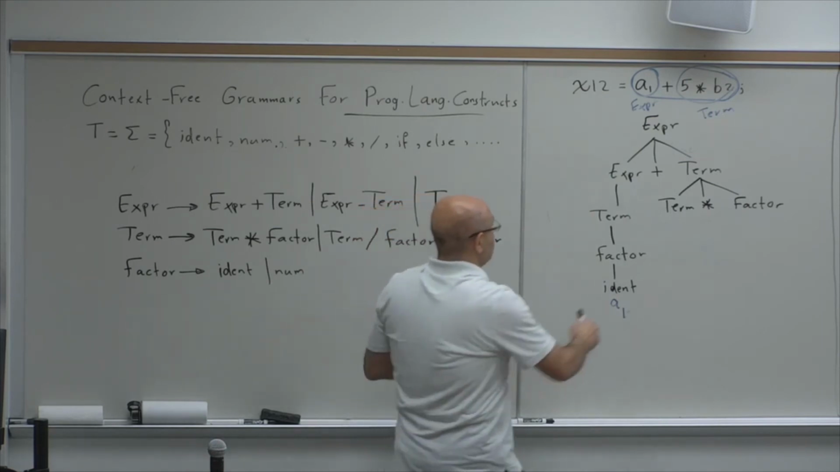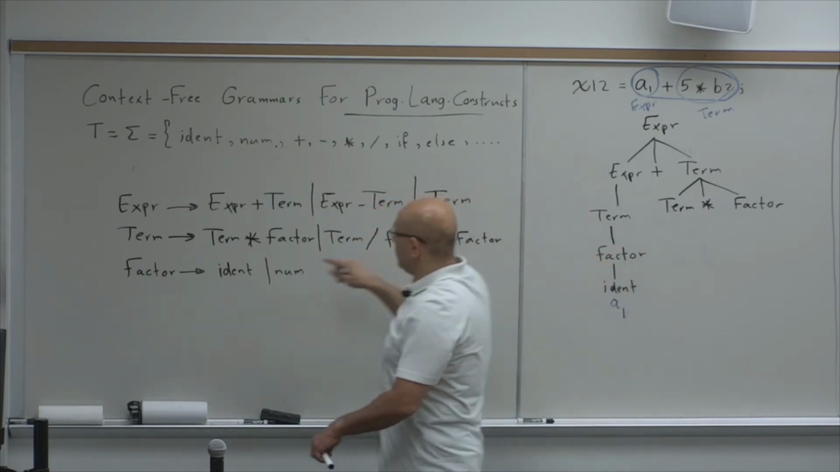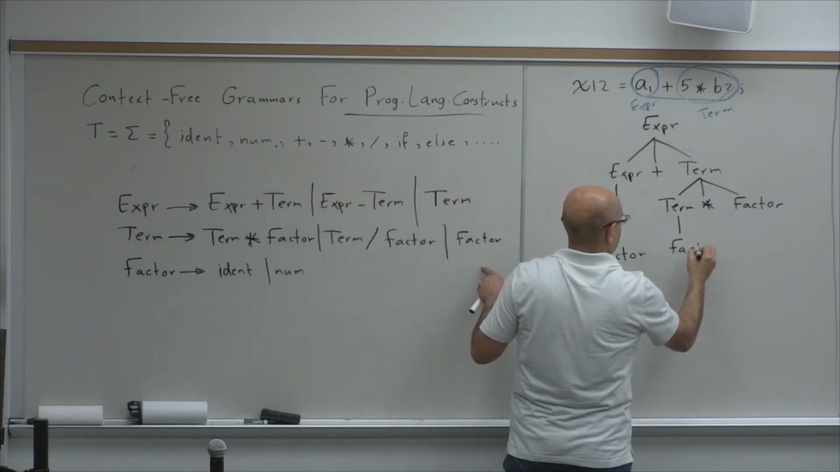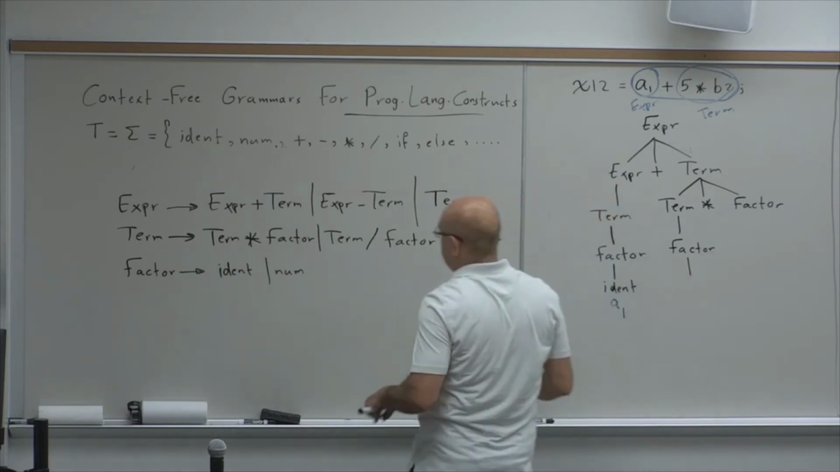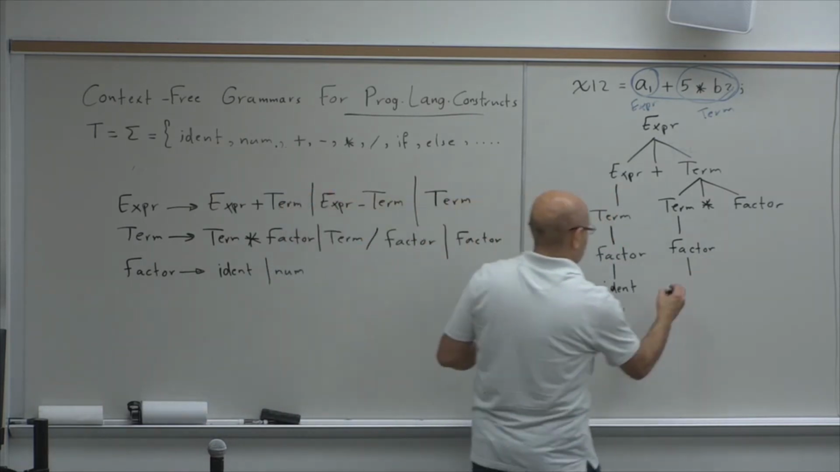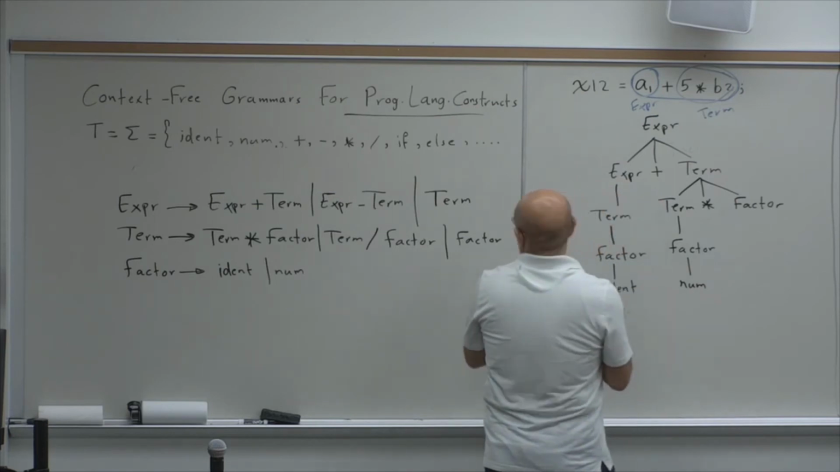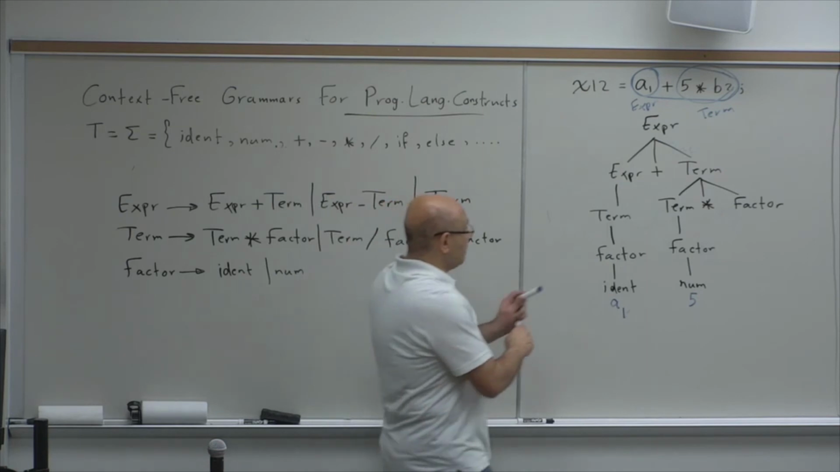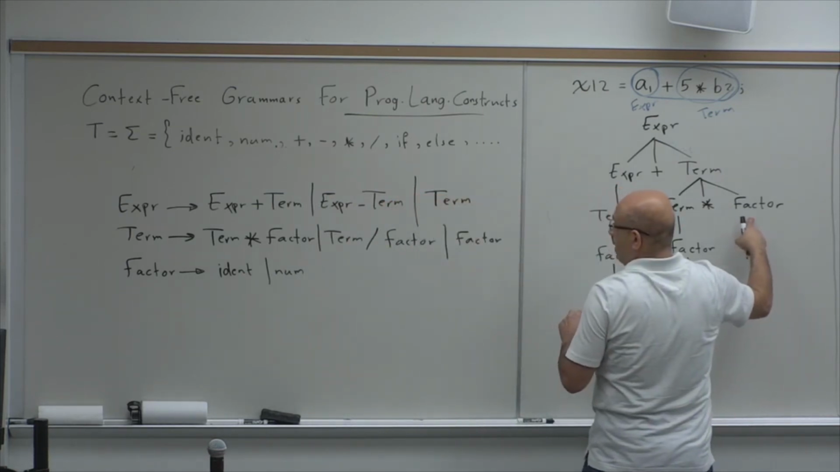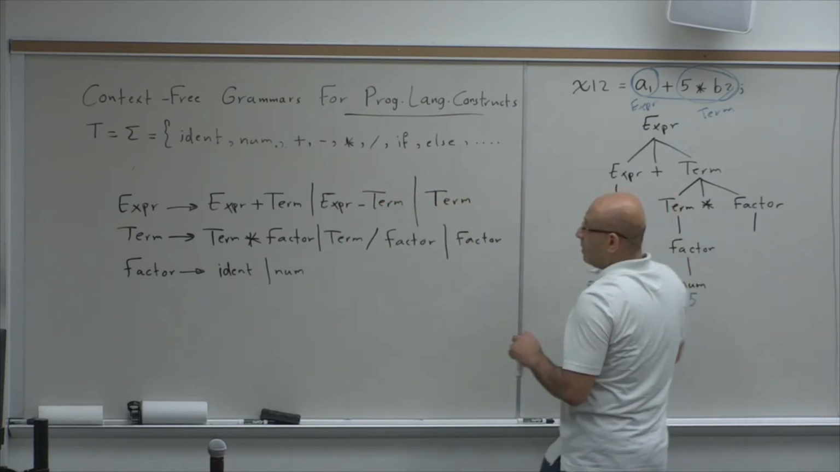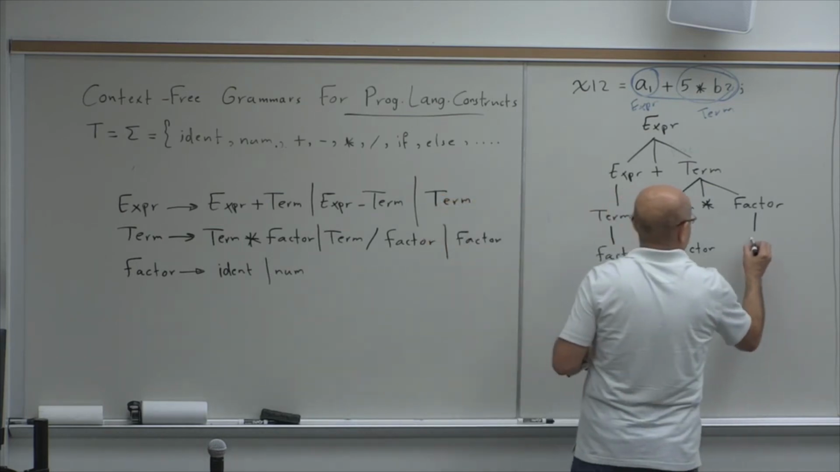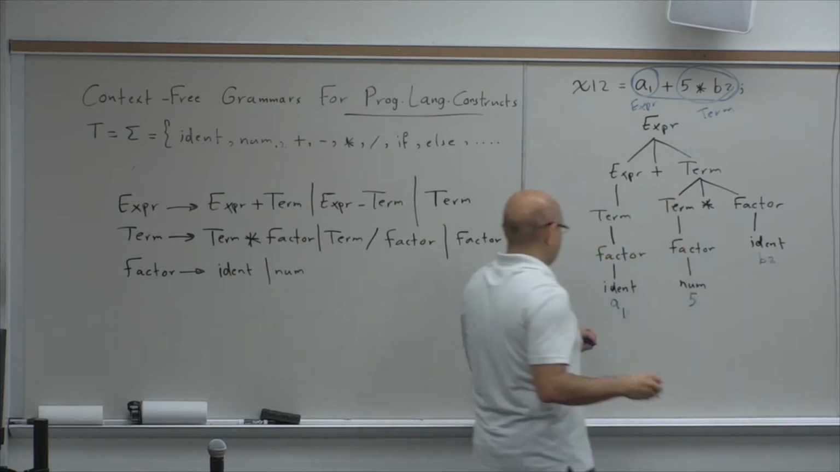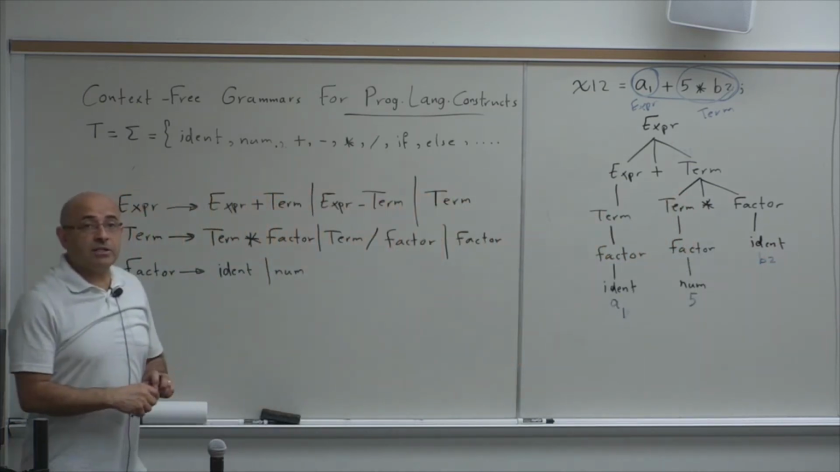And what's this term? Term is a single factor. And this single factor is a number. And this number is 5. And this factor is an identifier. And this identifier is B2. Okay. Any questions about this derivation?